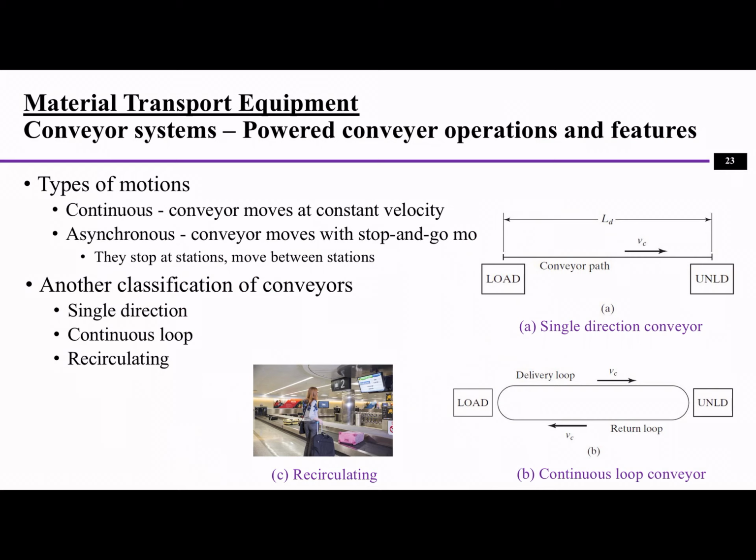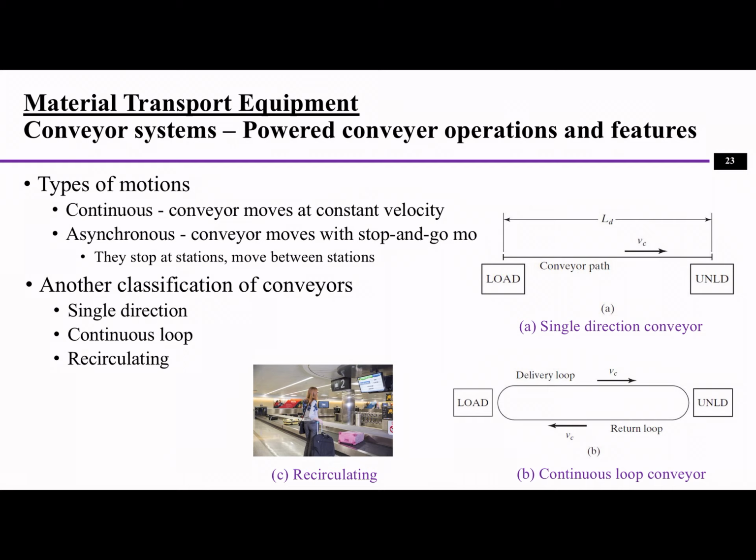Types of motions: there's a continuous type of motion, and also asynchronous. Continuous will be when the conveyor moves constantly. It won't stop. It just moves at a constant velocity. Asynchronous will mean someone can control its go and stop. For example, you finish your process, you can hit the go button, and the conveyor will move forward. And if you're working on this, then you can actually hit stop to stop the conveyor. So it's continuous and asynchronous types of motions.